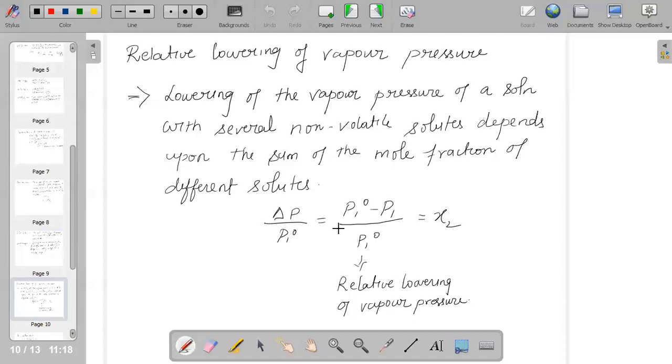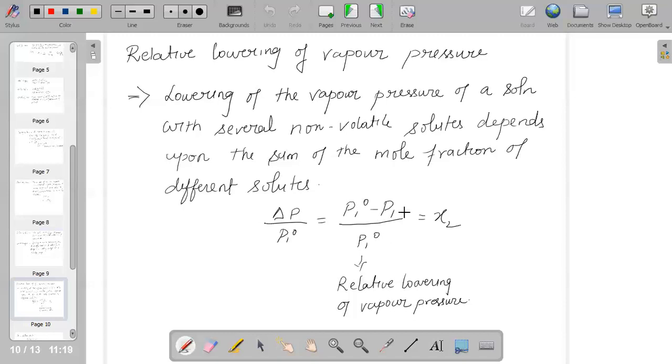According to Raoult's law, the lowering of vapor pressure of a solution is going to depend only on the concentration of the solute particles, and it will be independent of their identity. So we can say P is equal to X1 P1 naught. Basically the reduction in vapor pressure of the solvent, delta P by P naught, will be equal to P1 naught minus P1 by P1 naught. And this factor we call relative lowering of vapor pressure.